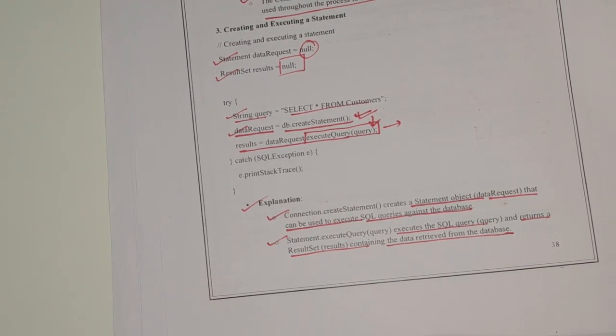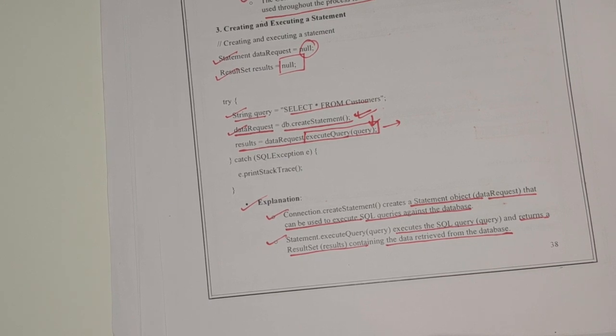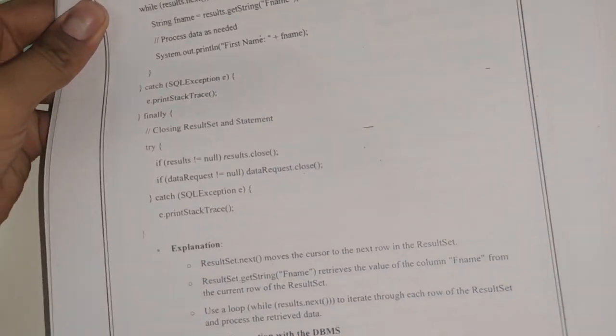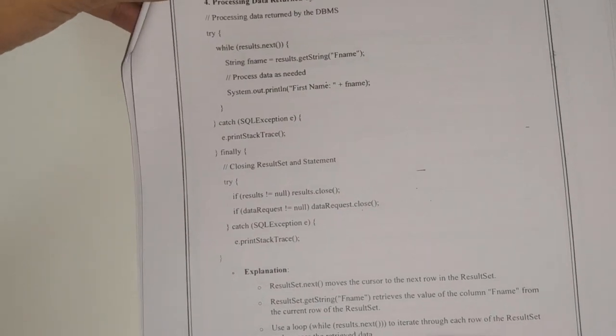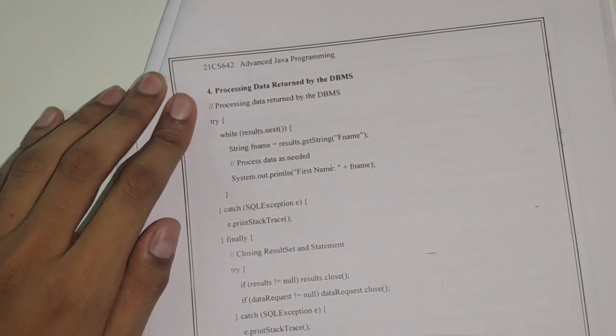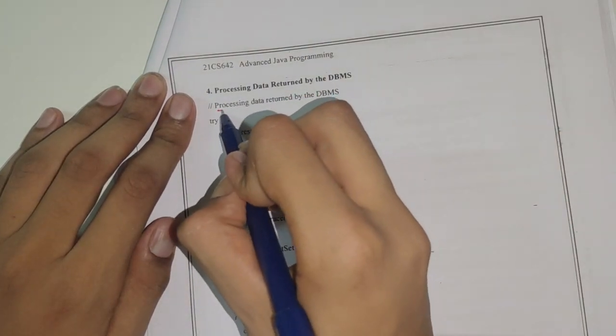So once you execute the query, suppose I want some 10 books from recent authors, so those 10 values will be stored in the result set. Let's move forward. Now you are already done with creating and executing a statement. Once that is done, you have to process the data returned by the DBMS.